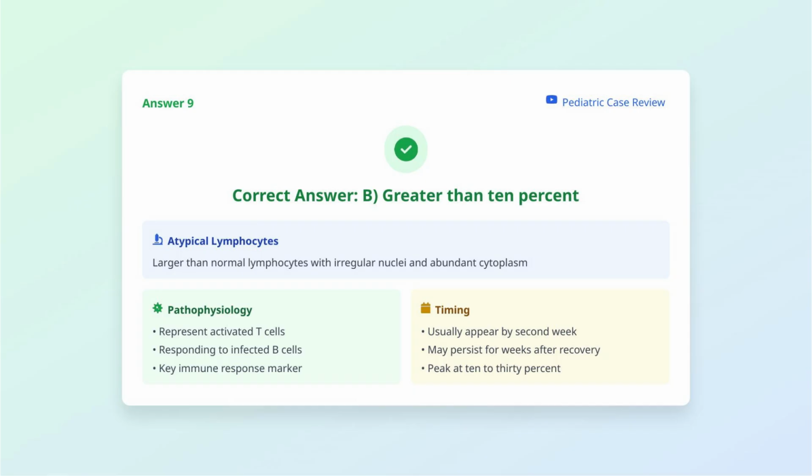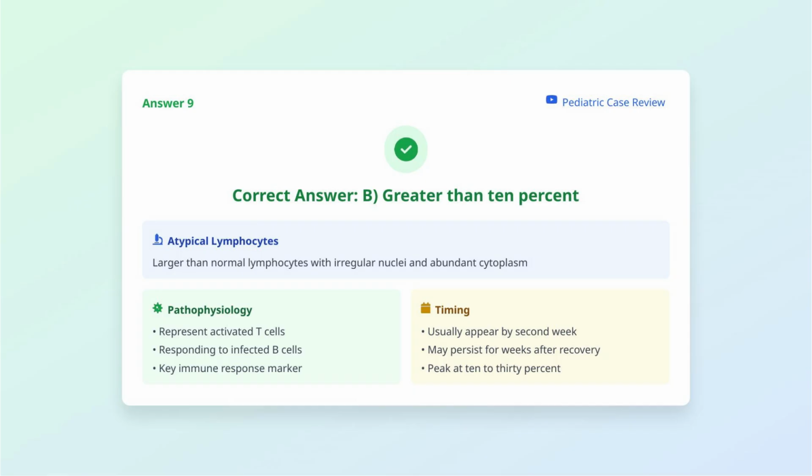The correct answer is B, greater than 10%. Atypical lymphocytes are larger than normal lymphocytes with irregular nuclei and abundant cytoplasm. These cells represent activated T cells that are responding to the infected B cells, serving as a key marker of the immune response to Epstein-Barr virus infection. Atypical lymphocytes usually appear by the second week of illness and may persist for weeks after clinical recovery. They typically peak at levels between 10 to 30% of the total white blood cell count.